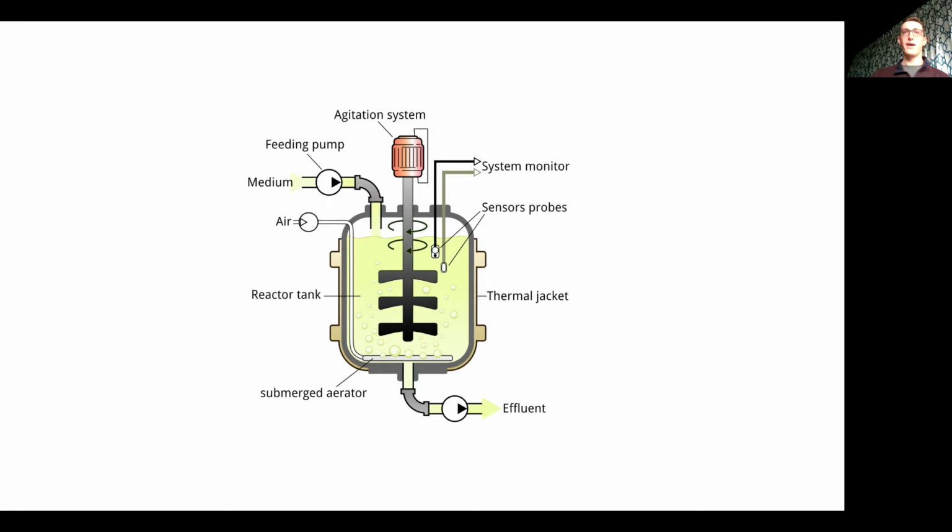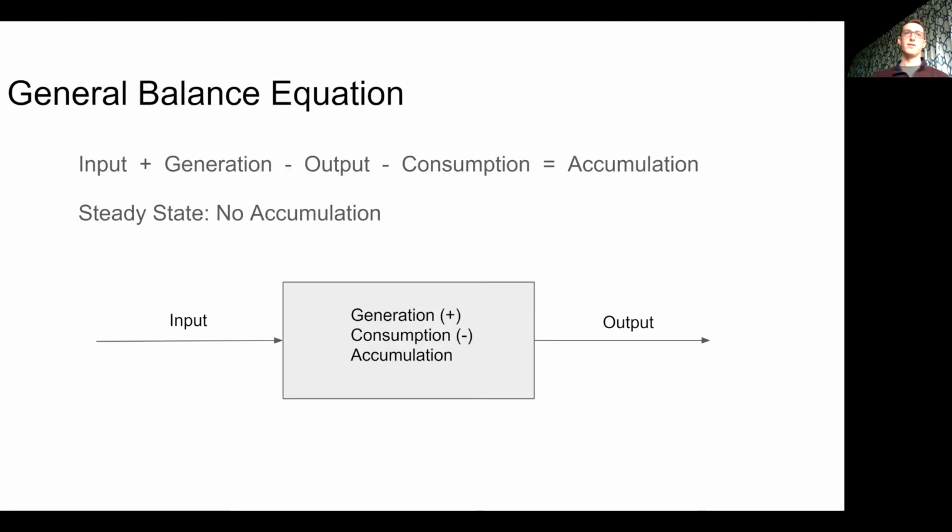There are a lot of different things going on in this diagram, but process engineers use one very fundamental equation in order to understand the amount of material passing into and out of a system like this one. That equation is called the general balance equation. We say that the input plus the amount of material generated minus the output minus the amount that's consumed equals the total amount of material which accumulates inside the tank. For steady state processes, we say that there is no accumulation inside of our system.